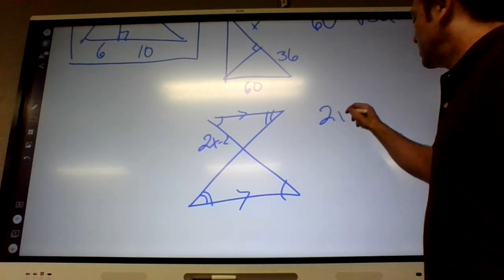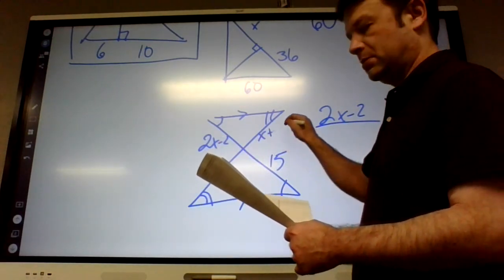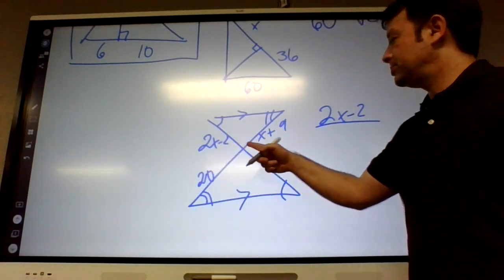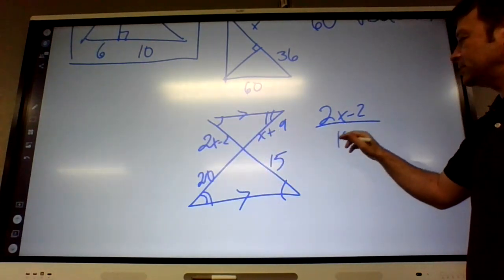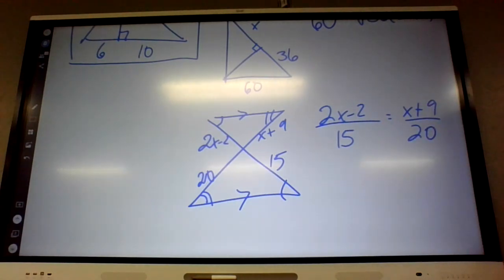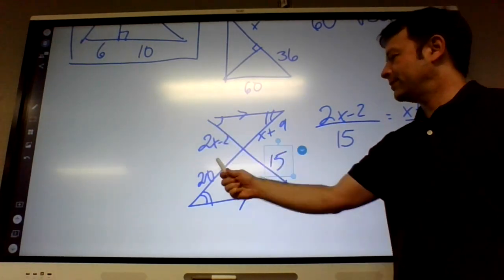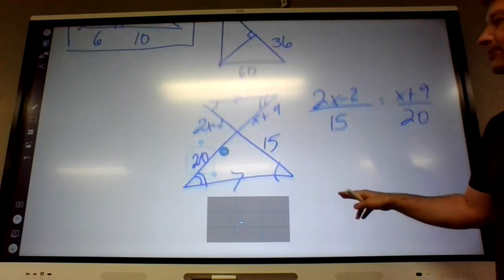So you could do 2x minus 2 over 15 equals x plus 9 over 20. That's one way you can do it. You guys get it? It's a twisted bow tie, so you gotta kind of go crossways. There are other ways you could set it up. You could do this over this equals that over that. Just everything's kind of backwards.